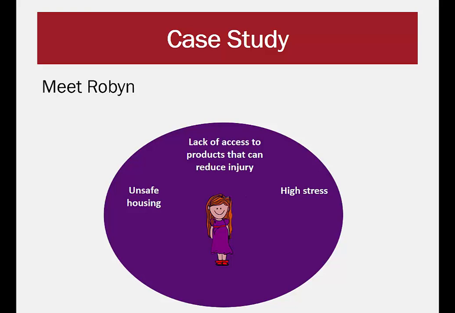stress and had feelings of anxiety and sadness. This stress led to unhealthy coping mechanisms such as excessive alcohol use. As a result of many determinants, Robin is at a higher risk for both unintentional and intentional injury than those who have more access to resources and less exposure to hazards.